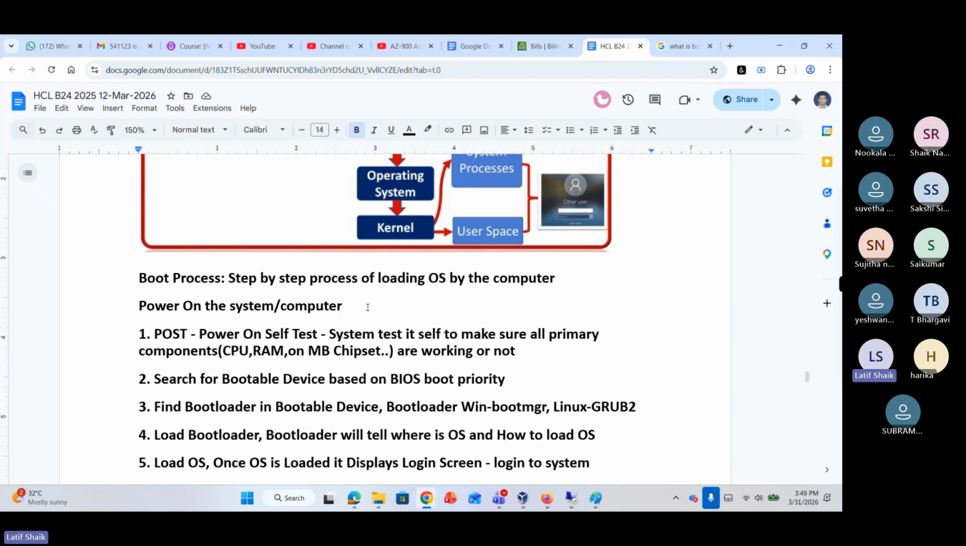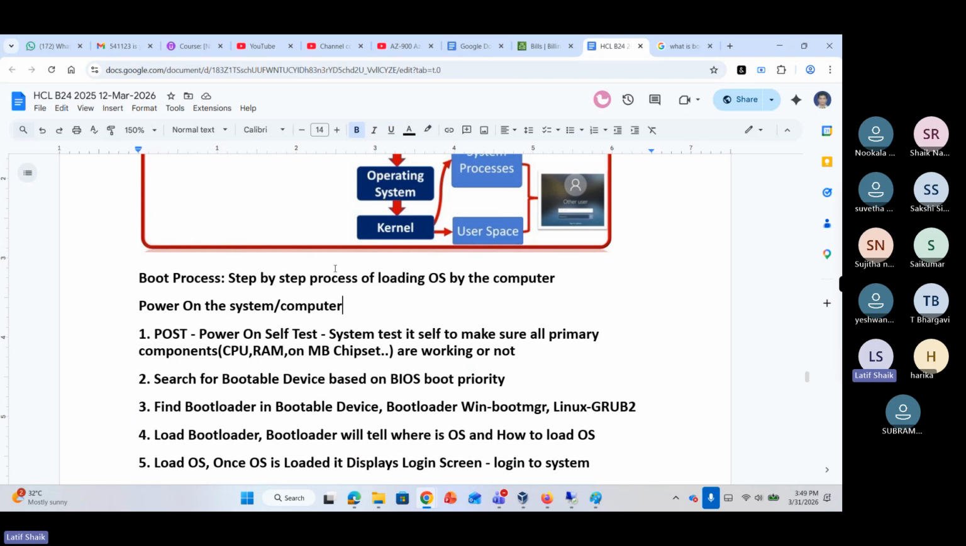So power on the system, then the system tests itself, power-on self-test. First is POST. Second is the bootable device, like a hard disk. Third one is the bootloader. Fourth one is loading of the operating system. And fifth one is we get a login screen. So log into the system and start using the system.